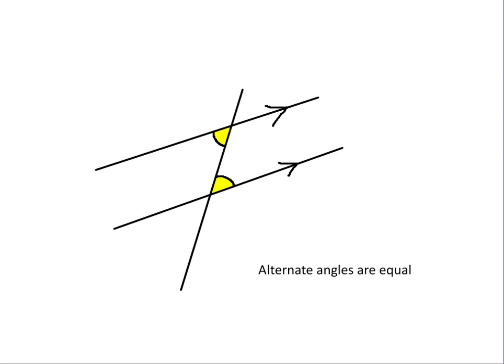Now let's look at some parallel lines, and parallel lines are denoted by those arrows. So alternate angles are equal. Often they're thought of as a Z angle, but try to move away from that. Think of them as alternate angles, and then you're going to remember it. So they're going to be equal.